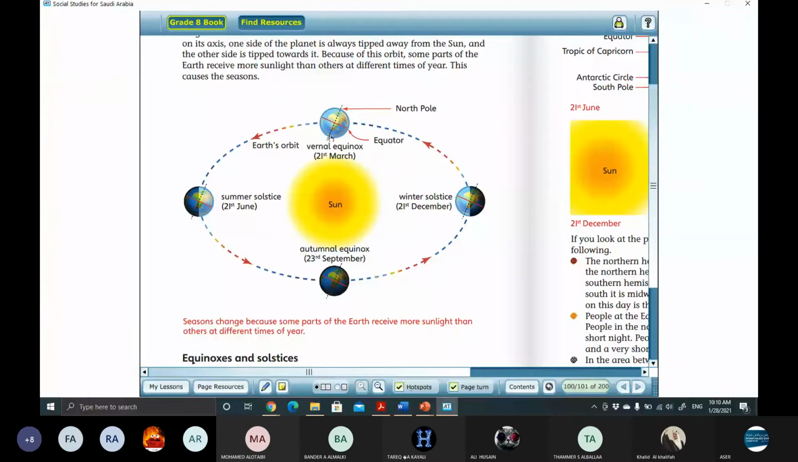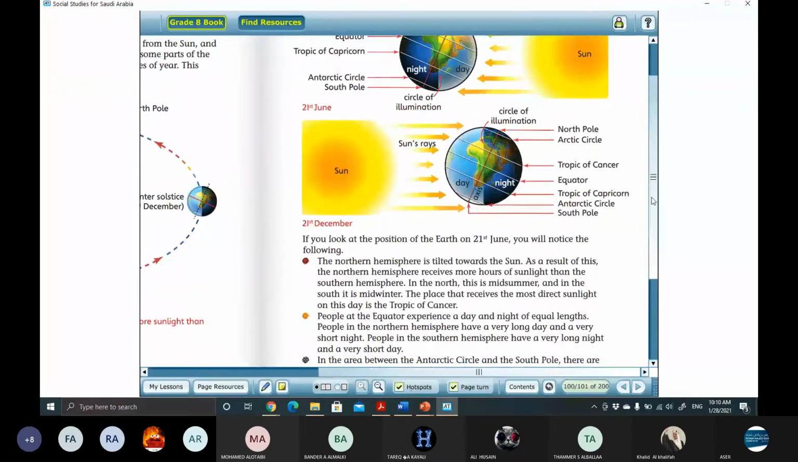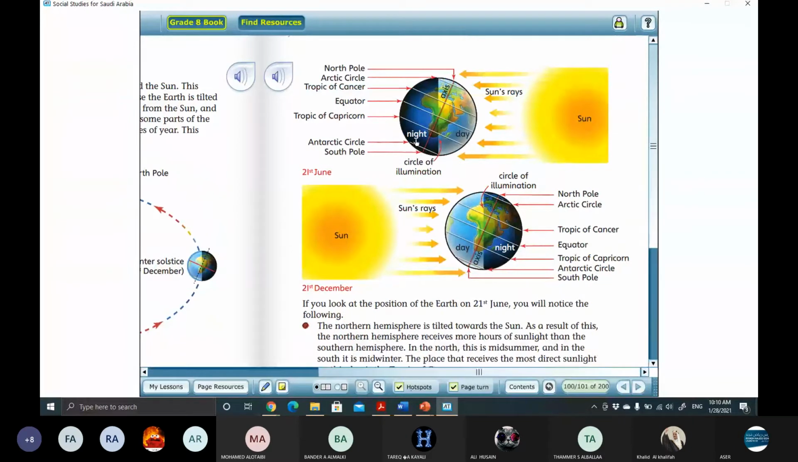The second thing is that the Earth is tilted on its axis at 23.5 degrees, and this causes differentiation in the hours of the day regarding the hours of the night. When we speak about the 21st of June and 21st of December, on the 21st of June, you will find that most of the northern hemisphere is in the sunlight. On the other hand, most of the southern hemisphere is in the shade.